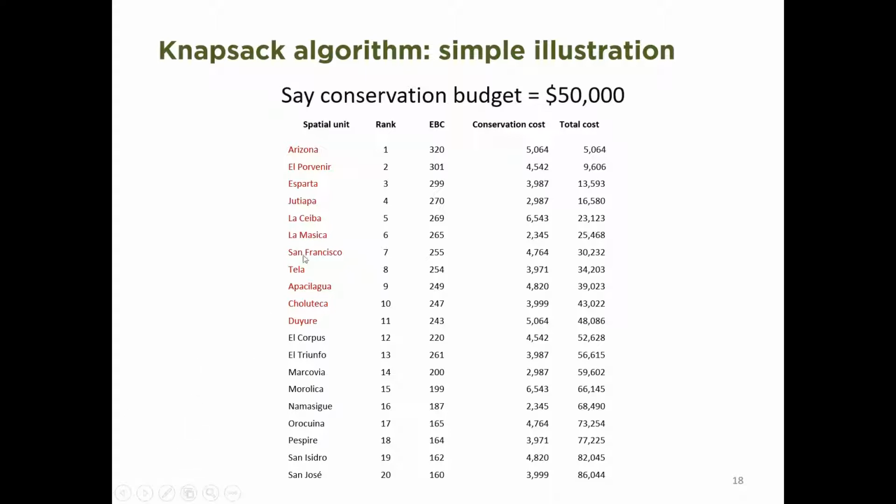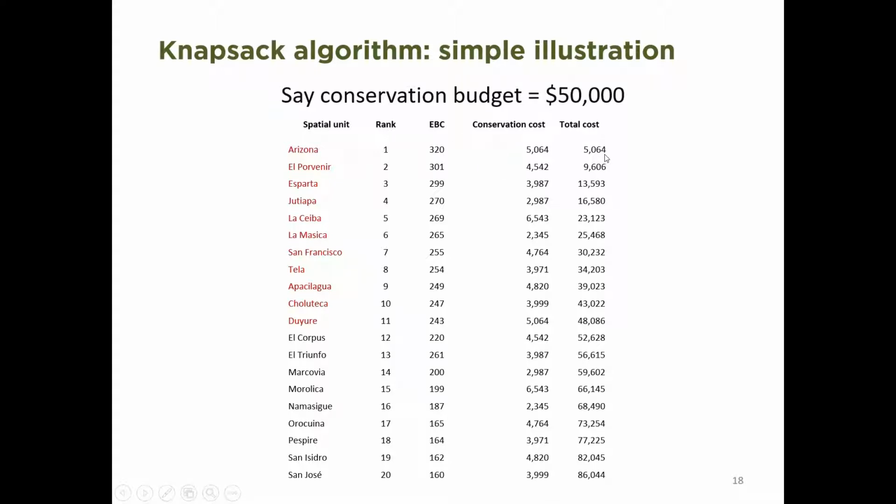You can see in this left-hand column, we have the names of the 20 second-level administrative units, the 20 municipios. We have the expected benefit per unit cost, and then the units are ranked from highest EBC to lowest EBC, from 320 to 160. Again, the conservation budget is $50,000. The tool also knows for each unit the cost of conserving forest in that unit. And what the tool does is it simply selects the first second-level administrative unit, the first municipio, which is called Arizona. It has the highest EBC.